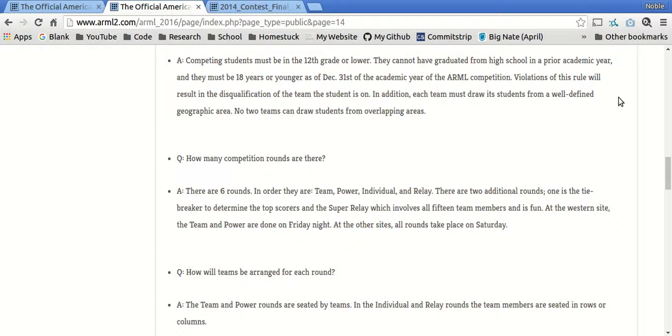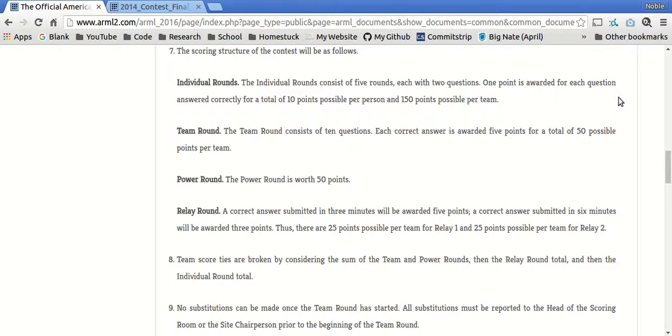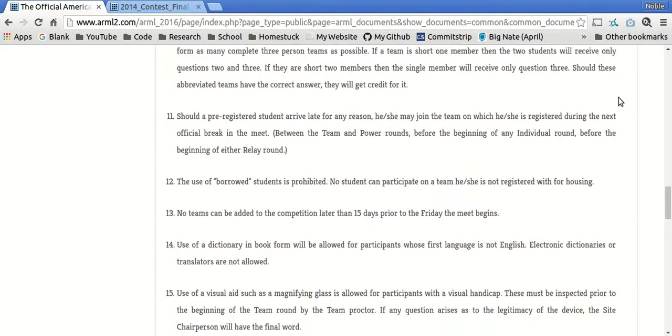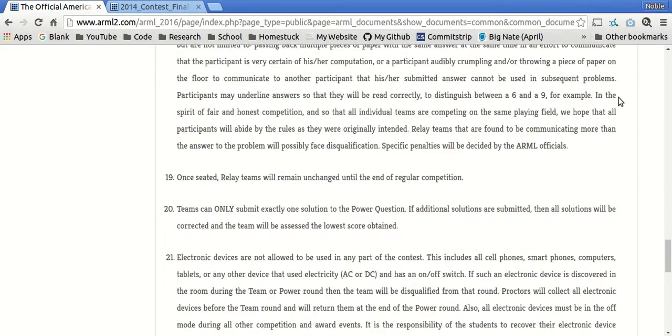Apparently, it's just supposed to be like, they're waiting for the scores to come in, which takes a while. So instead of just waiting, they do this super relay thing. Yeah, that sounds interesting. So that's basically how ARML works. If I forgot anything, please put it in the comments.